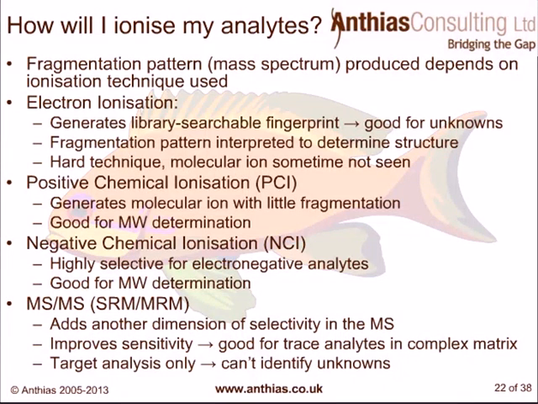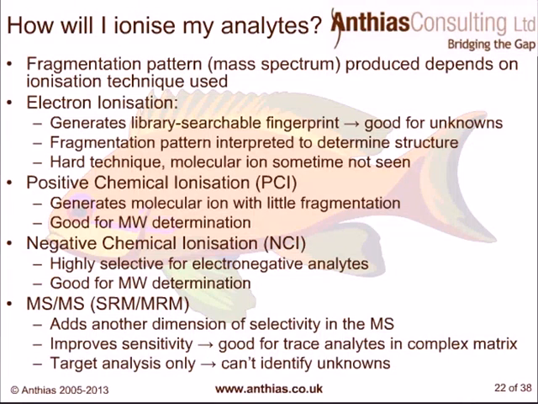How will I analyze my analytes? Now we're moving into the mass spectrometer part of it. The mass spectrum produced depends on the ionization technique used. For example, EI, electron ionization, generates library searchable fingerprints. This is very good for unknowns if you want to match against a library. It can also be used to interpret and determine the structure if it's not present in the library itself. But it is a hard technique, and sometimes you don't see the molecular ion. It completely depends on the analytes you're looking at. Using softer ionization techniques, maybe positive chemical ionization or negative chemical ionization, depending on the analyte, can be very good for determining the molecular weight of that analyte.